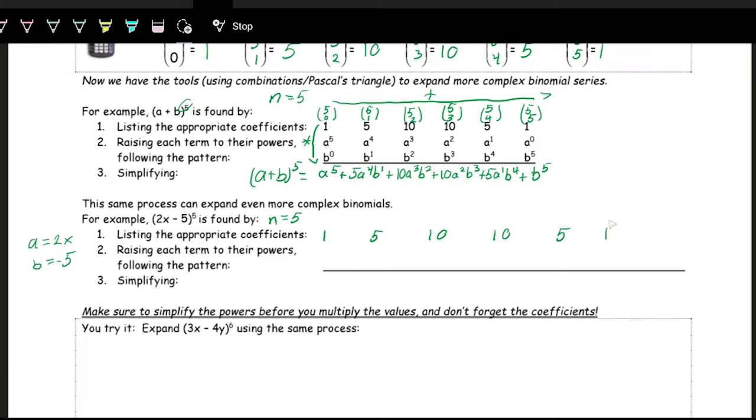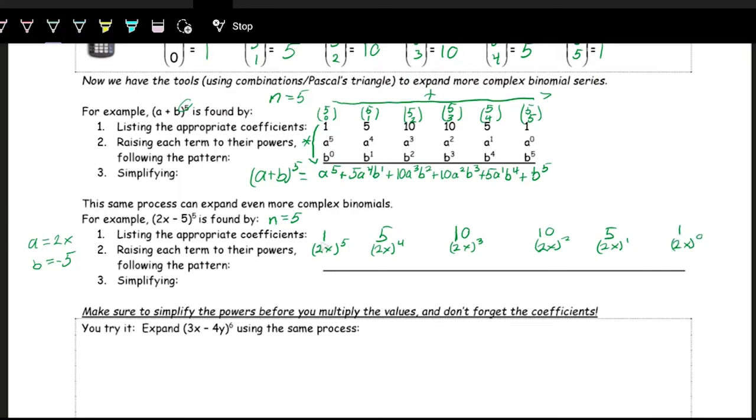Let's try to space this out a little bit better. All right, so it's spaced out a little bit better now. And we are raising each term to its power. So we're doing a, which is the 2x, to the 5th power. And then we're doing a, which is the 2x, to the 4th power. So we're just decreasing the power of the 2x by 1 each time. So 2x cubed, 2x squared, 2x to the 1, and 2x to the 0.